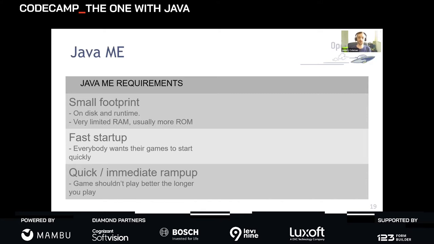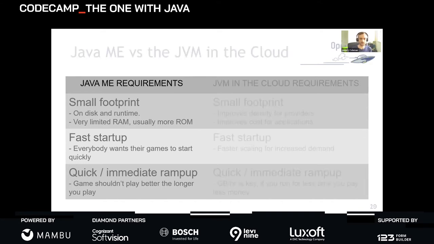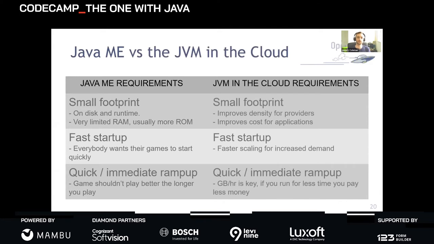There's no point in you starting a game, imagine playing Call of Duty or something like that, and at the start, it's all juddery for the first few minutes, and as it starts to ramp up, it gets smoother. That's not what we want. But then if we compare that to the JVM requirements we want from the cloud, they're pretty much the same thing. So we want small footprint, fast startup time, and a quick ramp up.